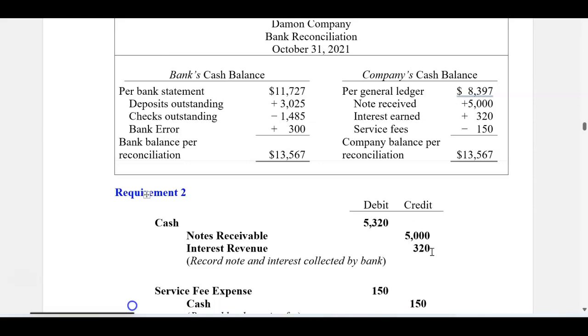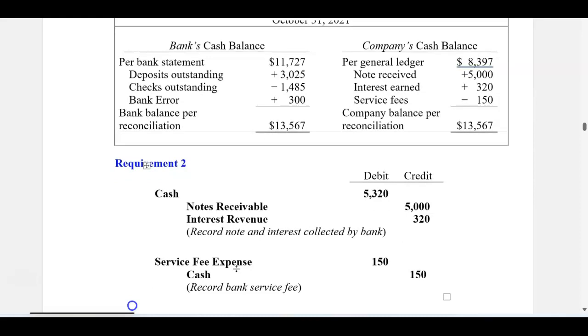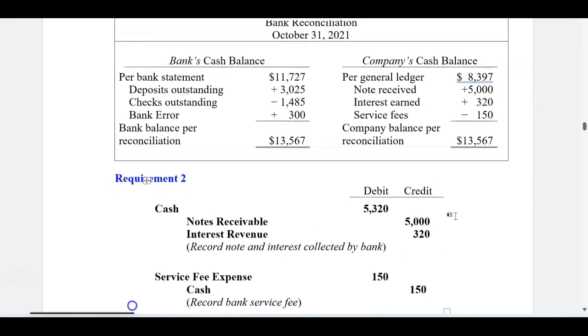So that's good. The next one is $150. So that's a bank service fee of $150 that you need to recognize. That's a debit, bank service fee expense or miscellaneous expense, and cash credit $150 to show the reduction in the balance of your cash. And that's the bank reconciliation.